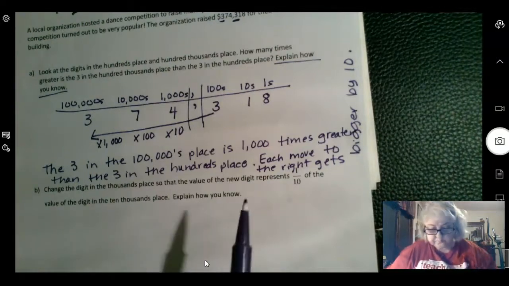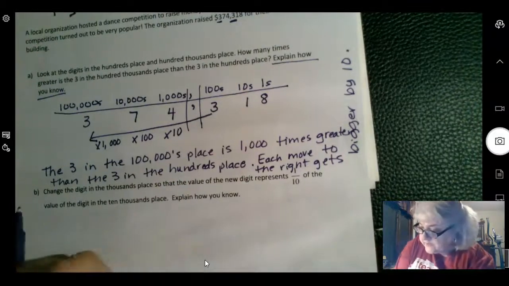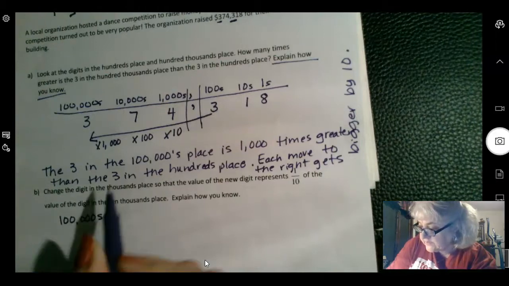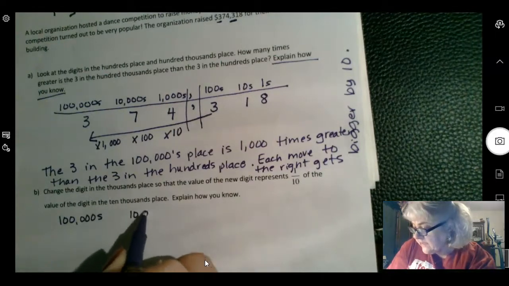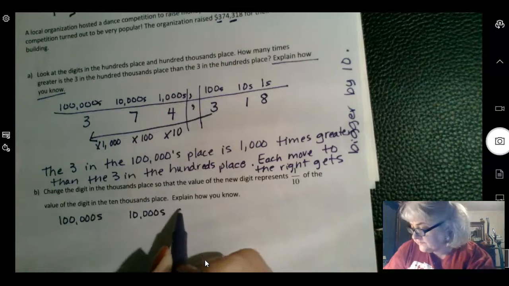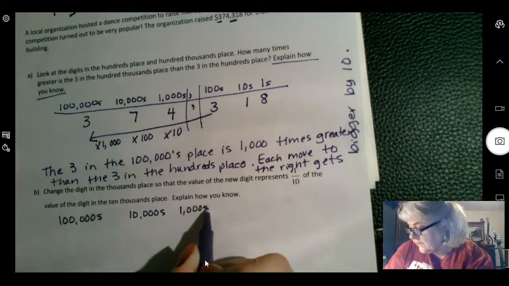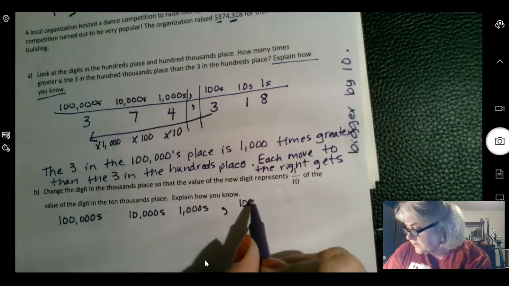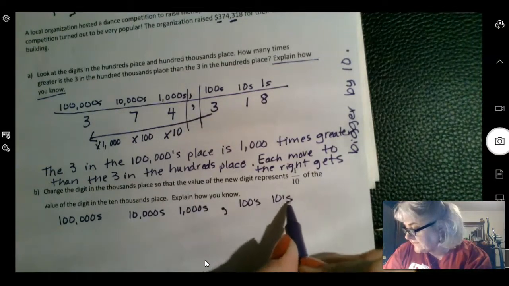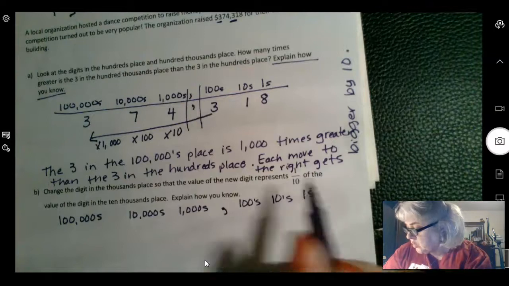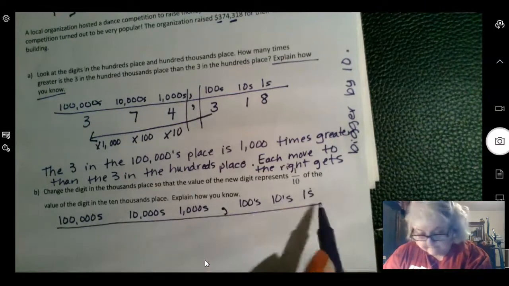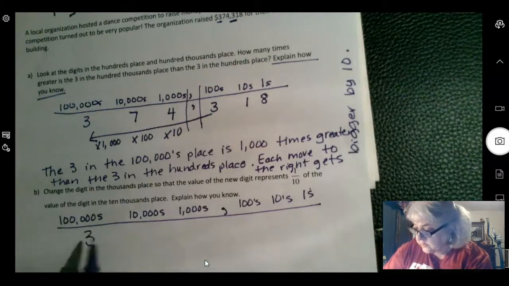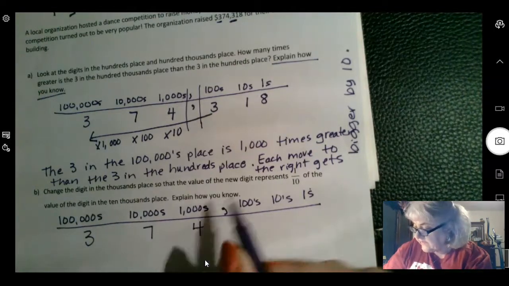Explain how you know. Once again, I'm going to use my place value chart. I'm going to make my 100,000s, my 10,000s, my 1,000s, my comma, my 100s, my tens, and my ones. In my original number, I'm going to log in my digit values.